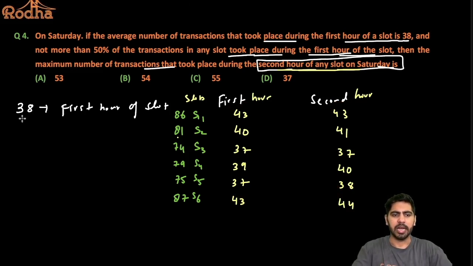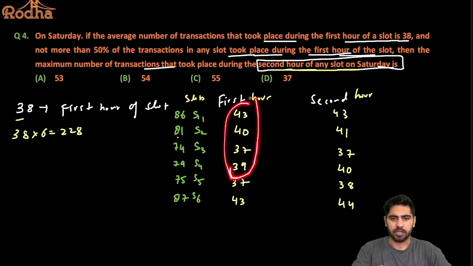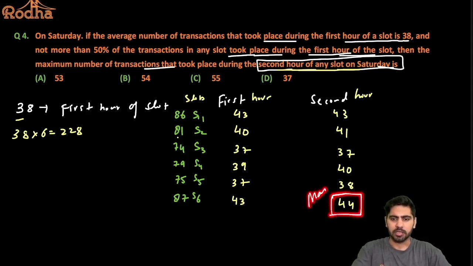It says here 38 transactions took place on an average in the first hour, right? Across all the 6 slots. So can I say the total number of transactions should be nothing but 38 into 6, right? Because there are 6 slots, so 38 into 6 is nothing but 228, right? Now, because I'm trying to minimize, you understand here, why did I maximize the first hour transactions of each of these slots, right? If I want to maximize the number of transactions of second hour of slot 6, then can I say this value should be minimum? And when will this value be minimum? When all the other values are maximum, right?